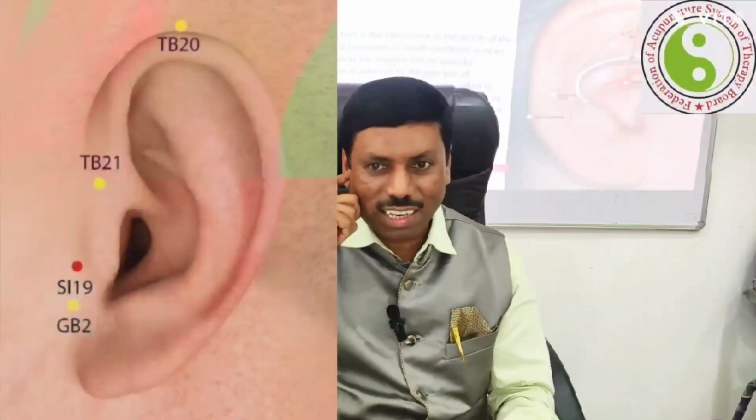Do you know where the tragus and the antitragus are? This is the tragus, in front of the ear, where Small Intestine 19 is, in front of the tragus. Opposite to that is the antitragus. Tragus means a curved flap. You touch and feel it. You touch with the thumb and index finger and press it. That is known as the tragus.